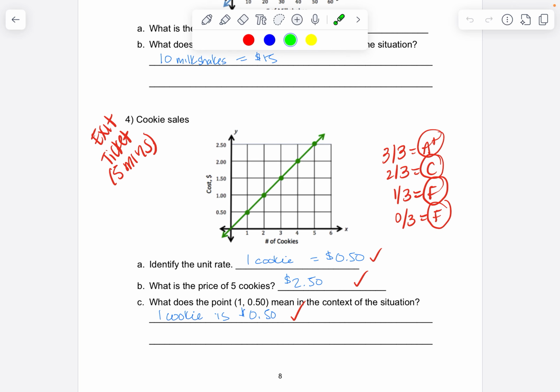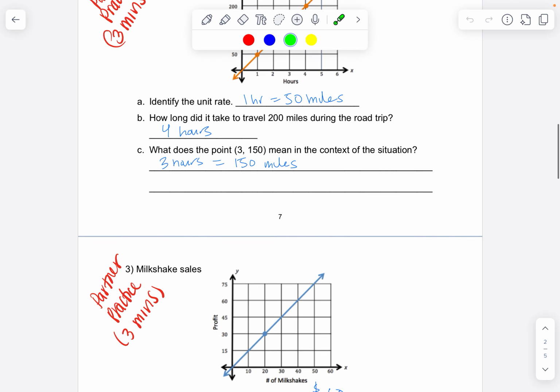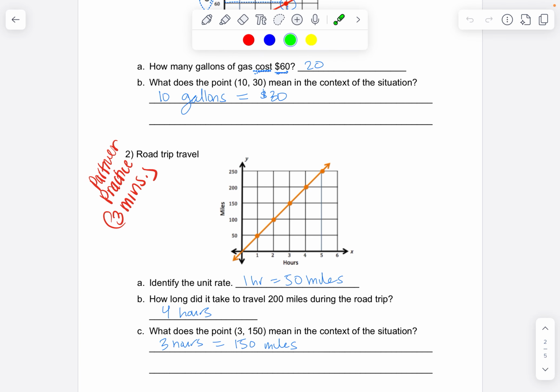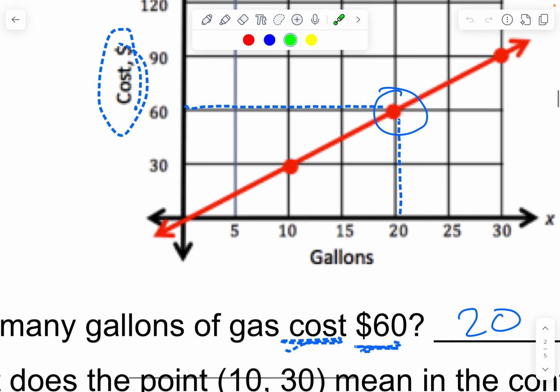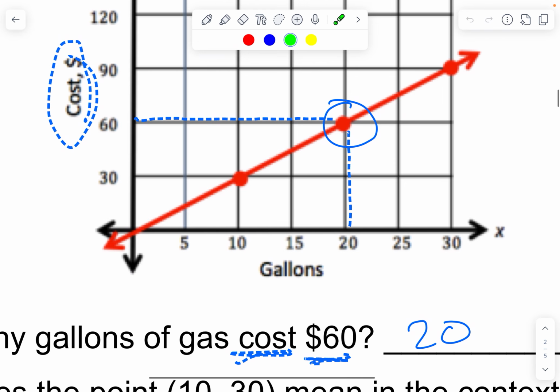Because you know that they're going to ask about the unit rate for this exit ticket, you may even want to ask students this question during your model: what is the unit rate? And it might be hard for them to see, but you might ask them, well, we know in a unit rate, our x coordinate has to be what? It has to be 1. So what do you think the cost would be?